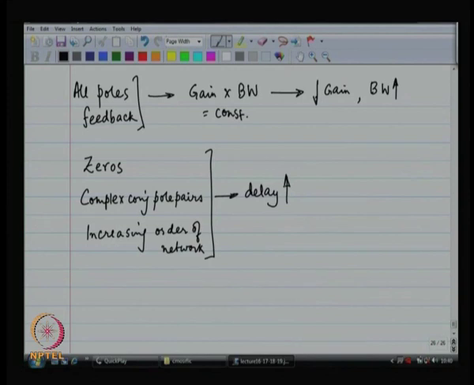Delay is something which I can tolerate. If I reduce the gain, my system becomes less useful. If I increase the delay, there is no harm. So, I can increase the delay and I can get bandwidth in lieu of some more latency in my circuit. So, this technique is used a lot of times.